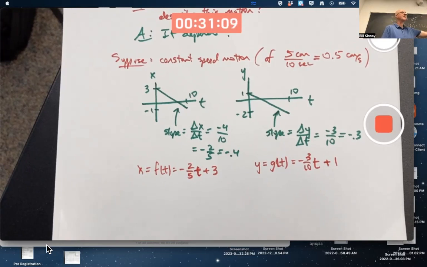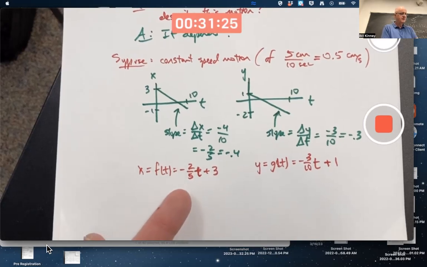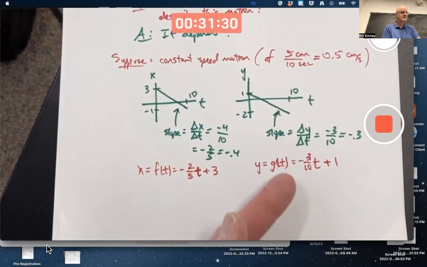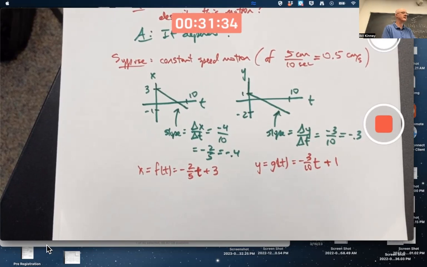Again, as opposed to dynamics, which is deeper physical stuff involving Newton's laws. We're not trying to understand the motion in terms of Newton's laws. We're just trying to describe it mathematically using equations. And do note the derivative of this one is -2/5, slope of that one. The derivative of this one is -3/10, slope of that one. These functions have constant derivatives because they're linear functions.